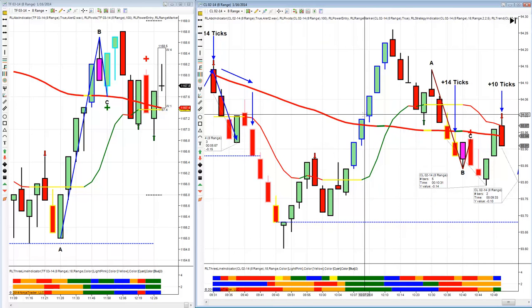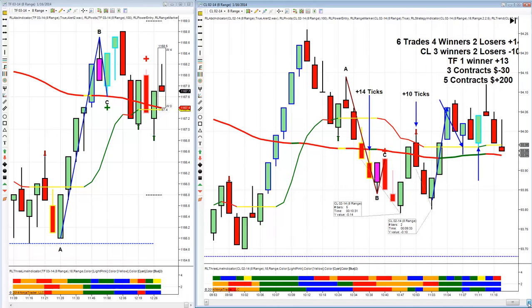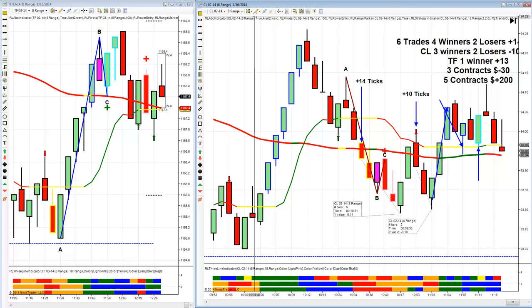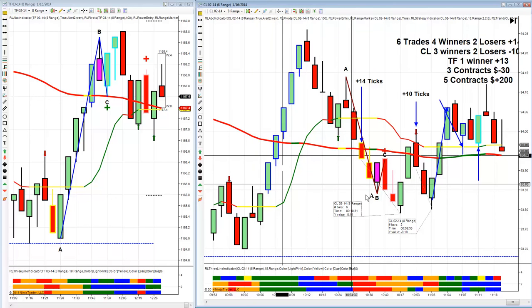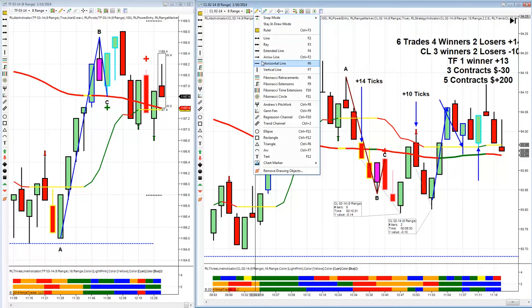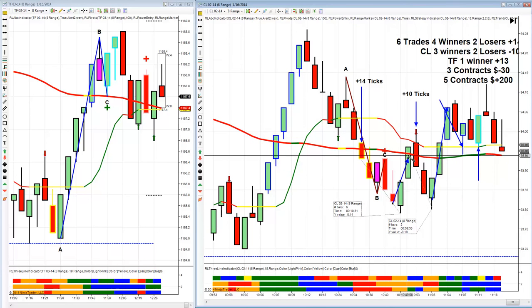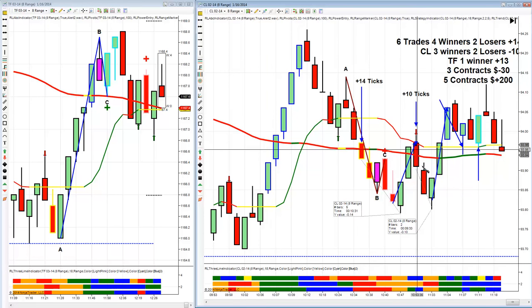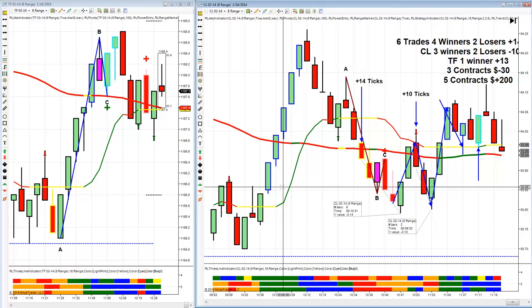Couldn't take this 3-line break to the upside because the 50 is heading down. Then we had a really nice 3-line, and actually the entry was on this candle here, the close of that candle, and that ran 14. Then we had a retracement. Power entry short, and that went for 10. So we had 3 winners in a row.